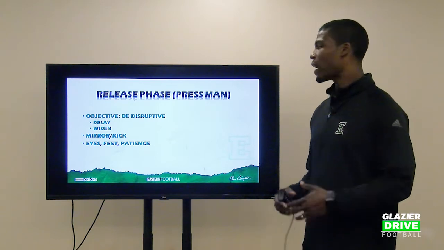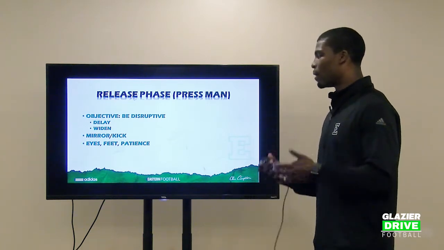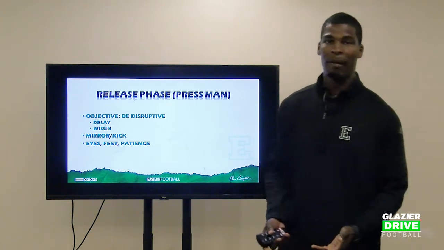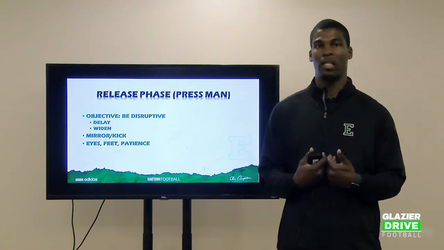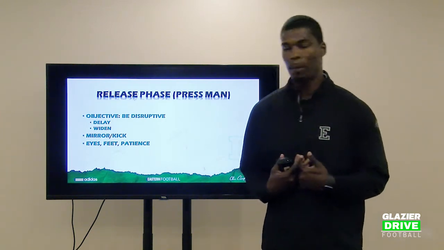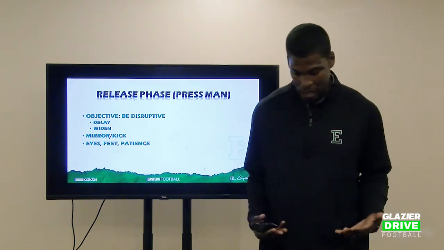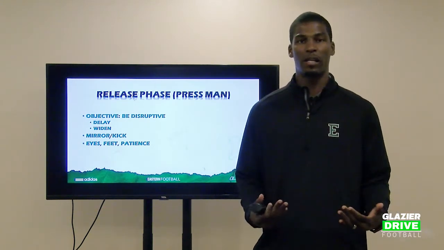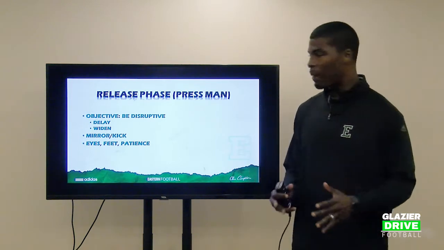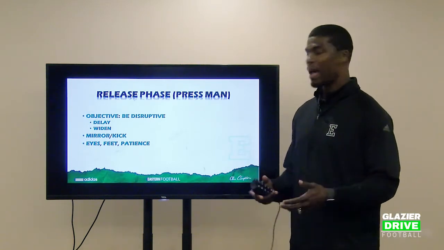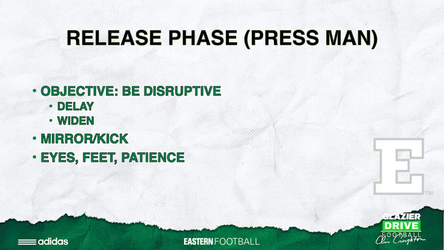That's one thing as DBs that we have to understand: patience. We have time. We can be patient. Right now, being in a press alignment, we have the dominant position. That receiver is up in a staggered stance. That's why a lot of them come to balance, because they want to match our stance. So we have the dominant position right now, so we have time to be patient. It's all about the eyes and the feet, more so than the hands. Hands are important, but again, it's more so about eyes and feet.